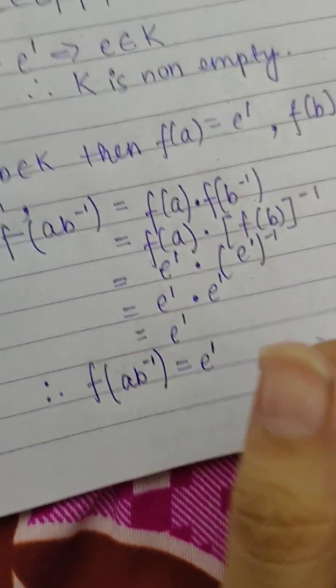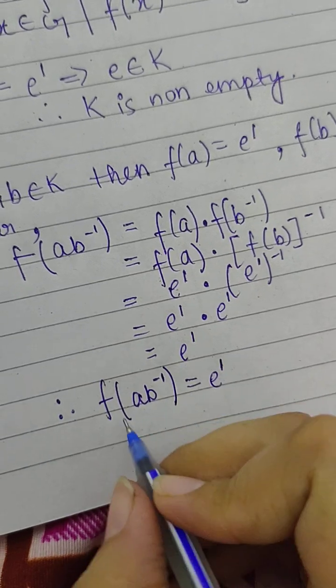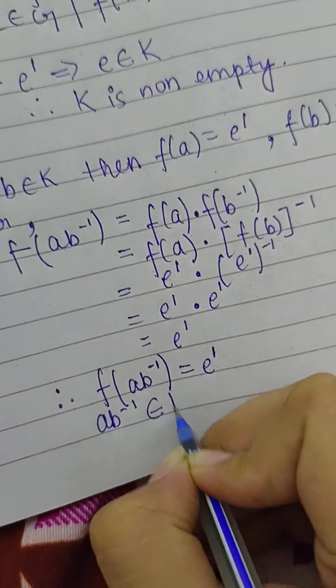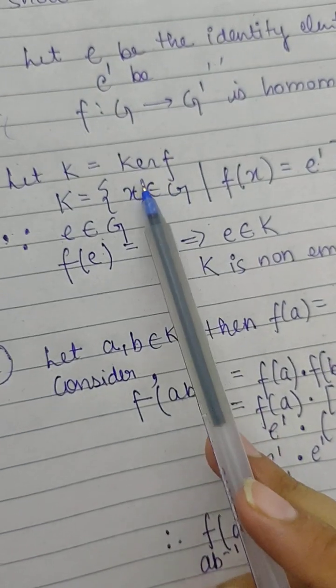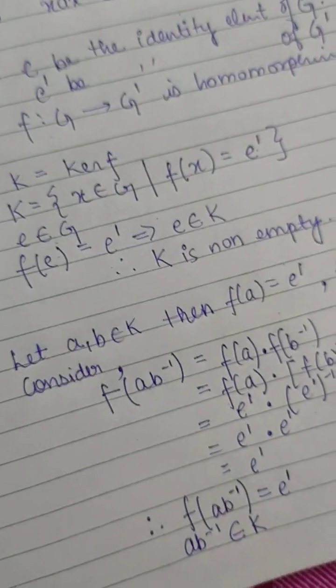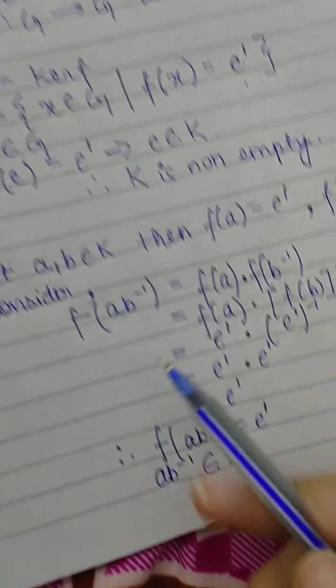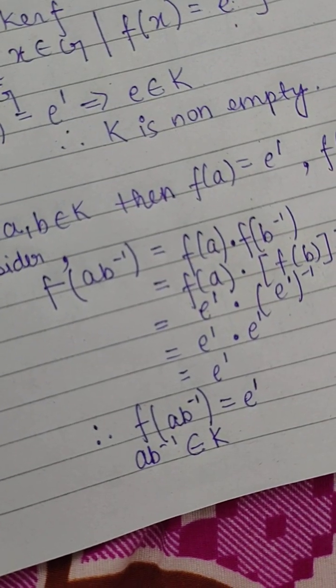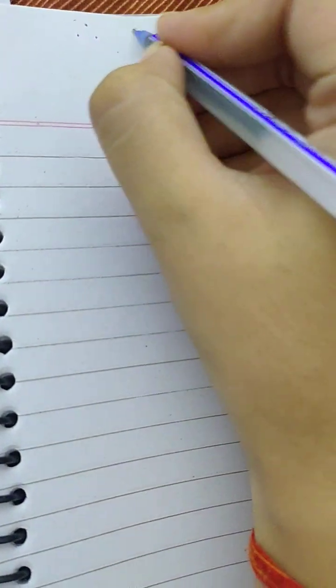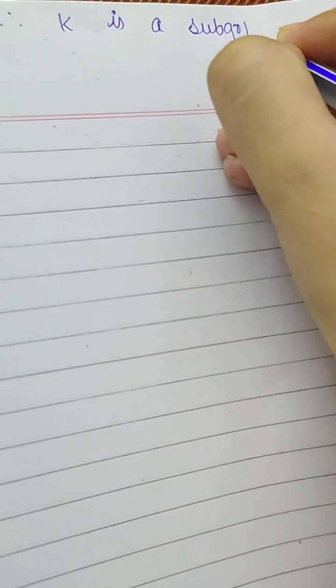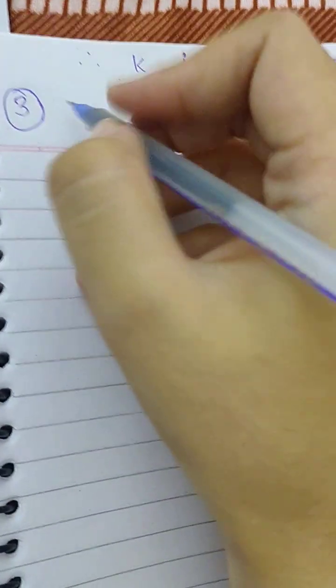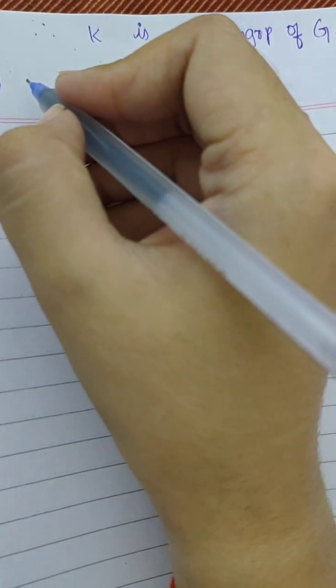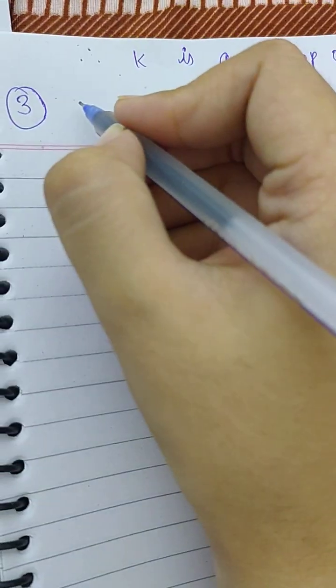Now what does it show? It simply shows that a b inverse belongs to K, because all the elements from G that are mapped to e dash belong to K. So here a b inverse belongs to K. So what does it tell about K? Therefore K is a subgroup of G. Now moving to the third step, we'll be proving that K is a normal subgroup of G, right?